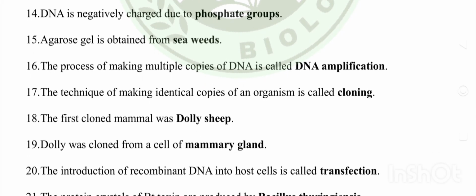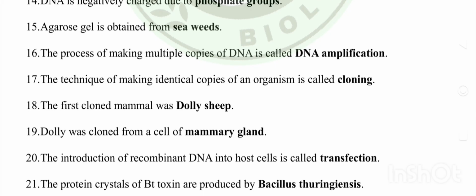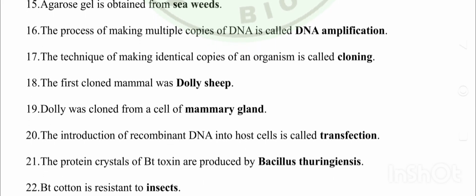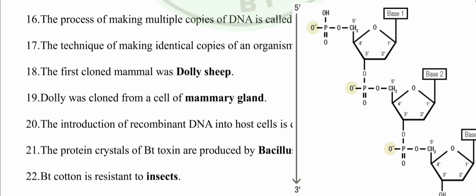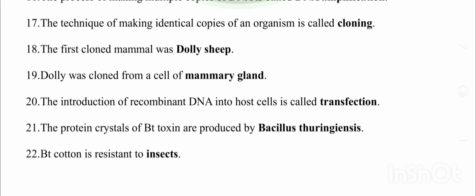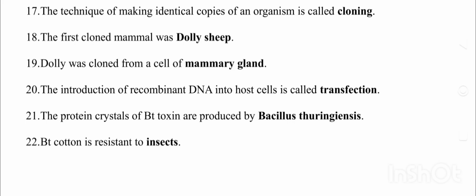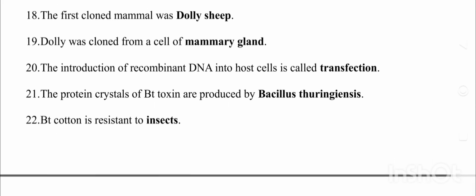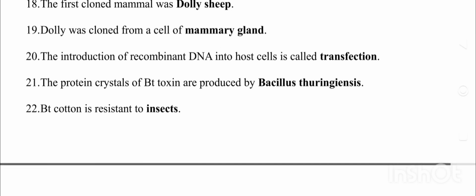16. The process of making multiple copies of DNA is called DNA amplification. 17. The technique of making identical copies of an organism is called cloning. 18. The first cloned mammal was Dolly the sheep. 19. Dolly was cloned from a cell of the mammary gland. 20. The introduction of recombinant DNA into host cells is called transfection.